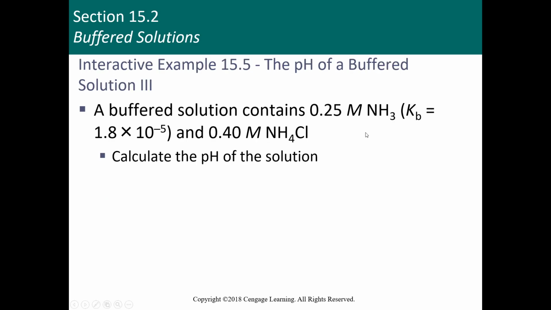All right, so let's go ahead and give this a try. The buffered solution contains 0.25 molarity of NH3, which is a weak base, and 0.4 molarity of NH4 plus. And of course, I've just gone ahead and said NH4 plus instead of the NH4Cl, haven't I? So calculate the pH of the solution.